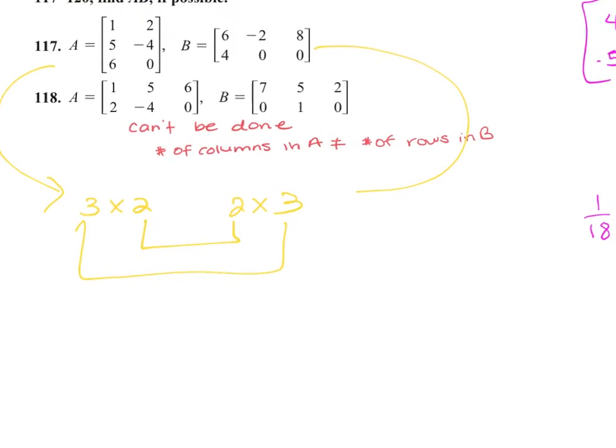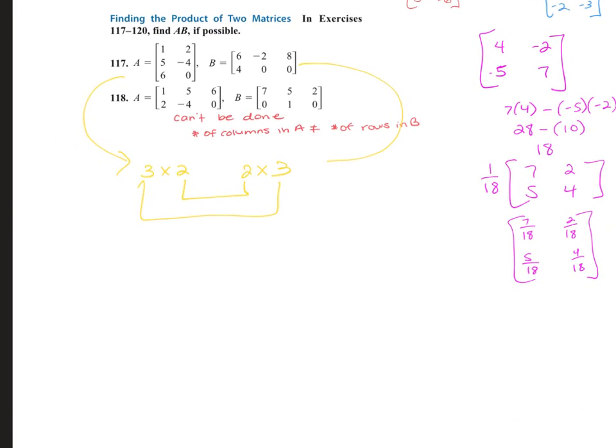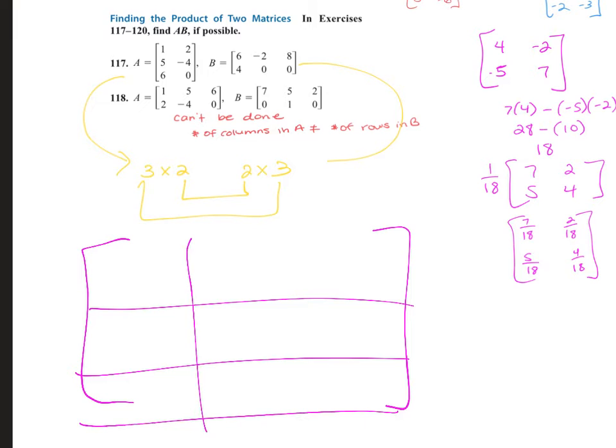Like 117? Yeah. Okay, so 117 would be, we just said the inner side would be 2, so that match, and the outside would be a 3 by 3. So I know I've got a 3 by 3, like a tic-tac-toe board. I'm gonna do row 1, column 1 first. So I'd get 1 times 6 plus 2 times 4. 6 plus 8, which is 14. Then I go to row 1, column 2.